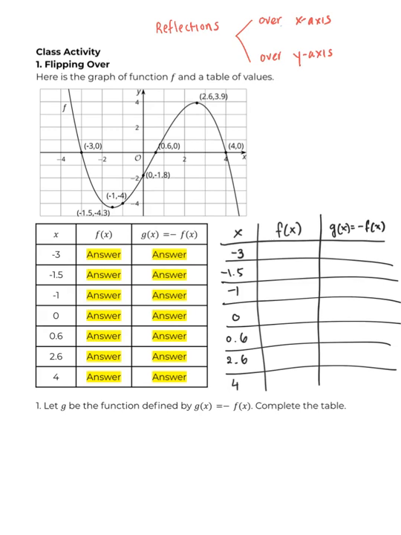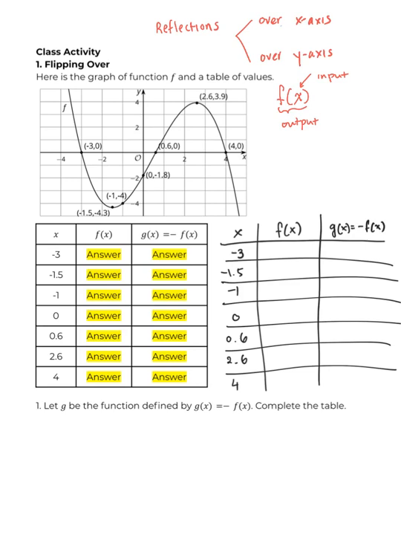Let's look at number one. Here is the graph of function f and the table of values. We want to find f of x and fill it out. For the table, the x values are already filled out and we just have to fill out the f of x part. But before we do that, I want to quickly go over the function notation one more time. If I have f of x, this entire thing represents the output, and whatever goes inside the parentheses represents the input.